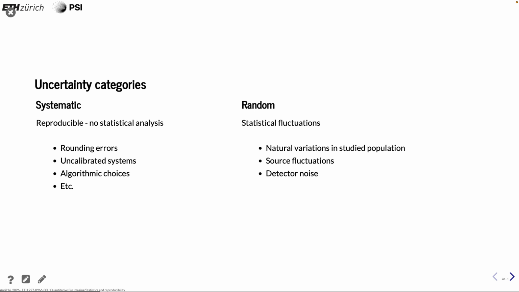And we also have different categories of uncertainty. So we have the systematic. They are always reproducible and don't need any statistical analysis. Here we have the rounding errors, uncalibrated systems, even algorithm choices, and so on. We can also have the random uncertainties. So these are statistical fluctuations, natural variations in the studied population, source fluctuations, detector noise, etc.